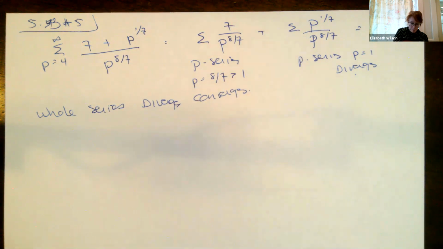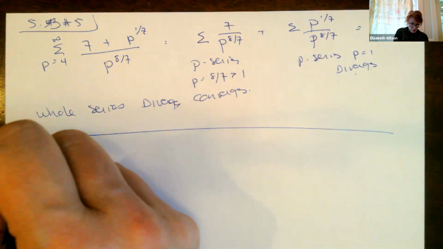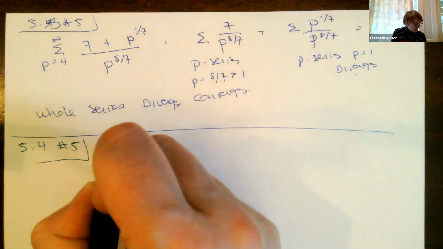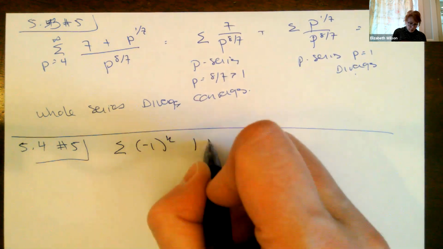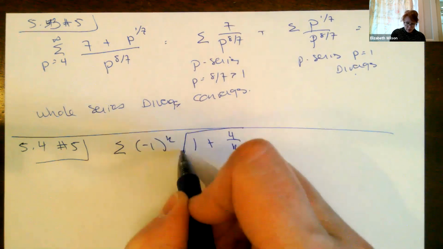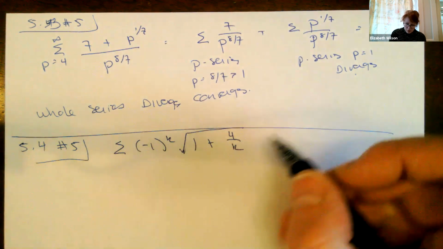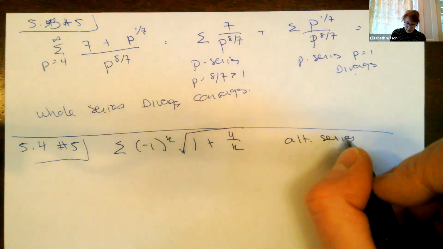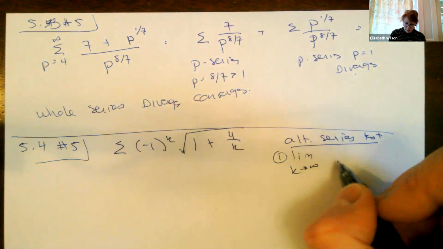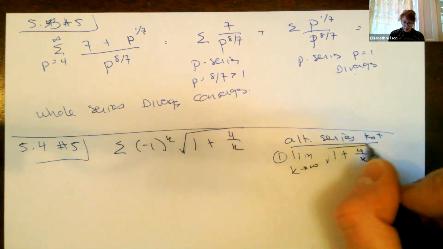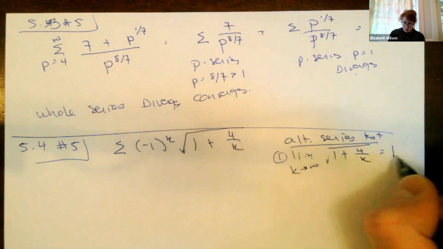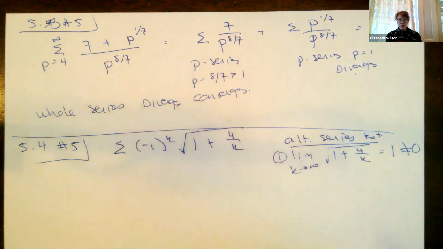Okay, so 5.4, number 5. Was that 5.4 number 5? Okay. So this one we have the sum of (-1) to the k times (1 plus 4 over k). All right, so we have an alternating series because of this, so this is an alternating series test. So I'm going to say the limit as k goes to infinity of 1 plus 4 over k, which is equal to, this goes to 0, so this is equal to 1. Oops, which is not equal to 0. So it bombs out of my alternating series test.